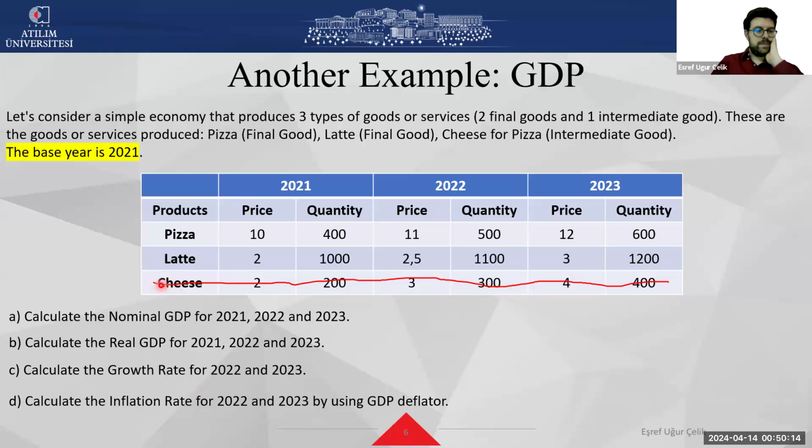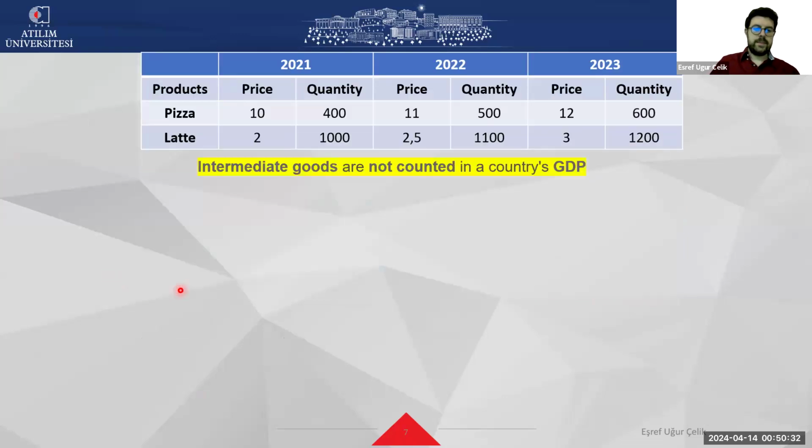And one more, again, indicate that part. We cannot include intermediate goods in the calculation of GDP. That's why we can delete that row for the cheese, because cheese helps the production of pizza. So we have 2 types of final goods, pizza and latte. Intermediate goods are not counted in the country's GDP. That's why we can delete that row.